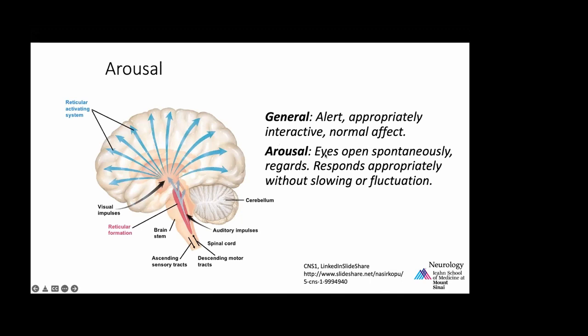So when we're thinking about arousal, this is what you might see in a neurology note: alert, appropriately interactive, normal affect, opens eyes spontaneously, regards. So these are the components of the exam that are arousal.